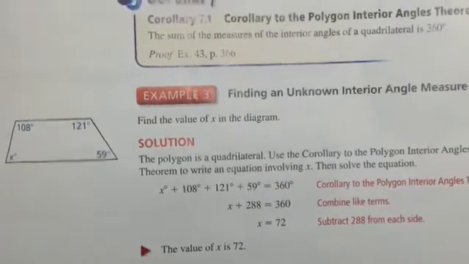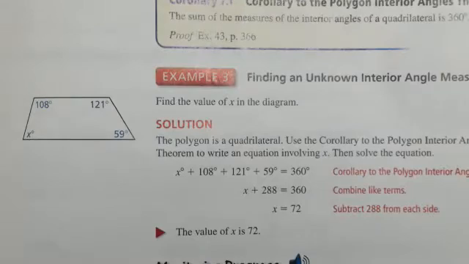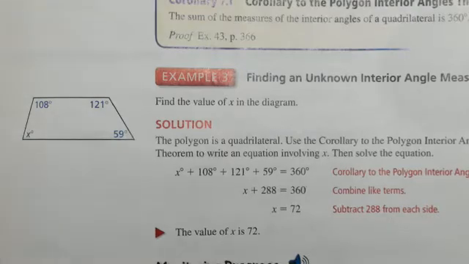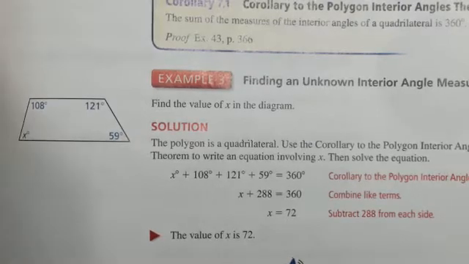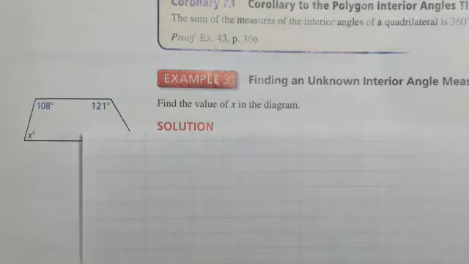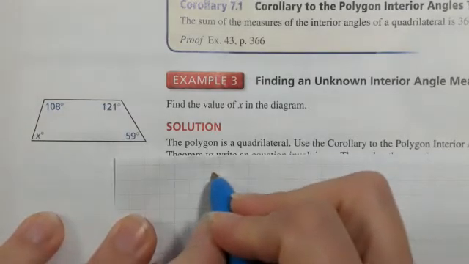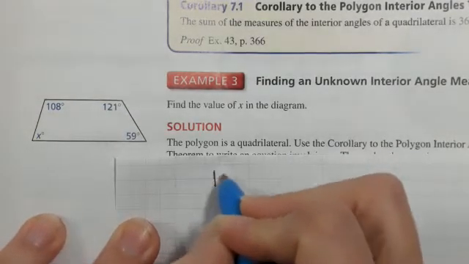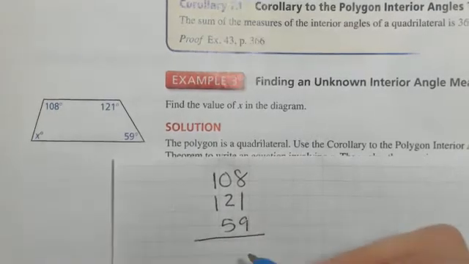Okay, moving on. Let me zoom this out a little bit more. Okay, so here it says find the value of x. If we know that this is a quadrilateral, and we can tell by counting the sides, then we can see that we're only missing 1 angle, and we know they have to add up to 360 degrees. All you need to do is add them up and subtract from 360. So we have 108, 121, and 59.